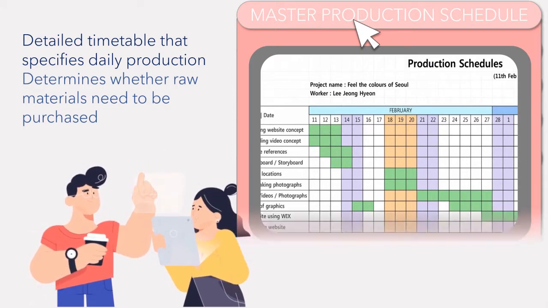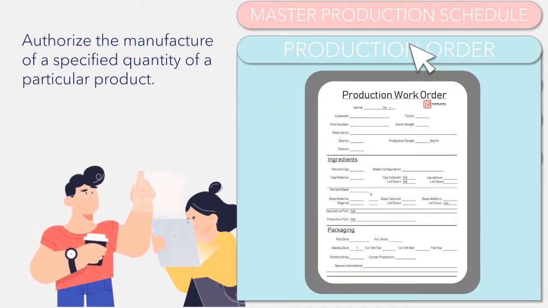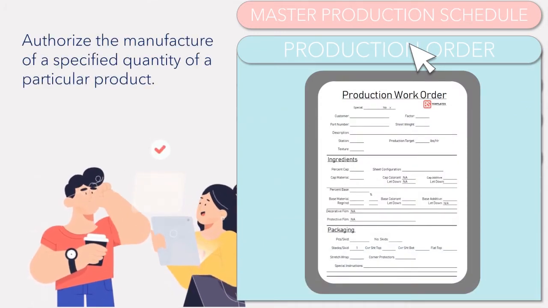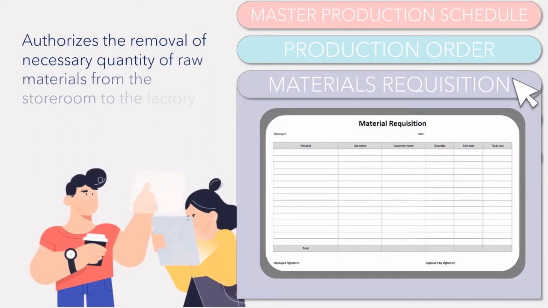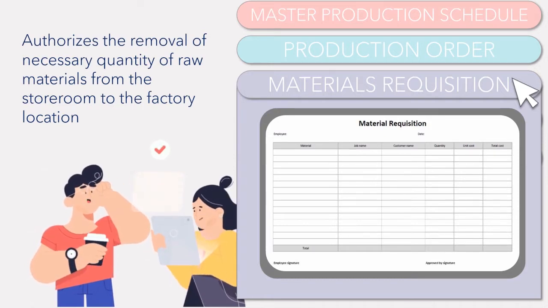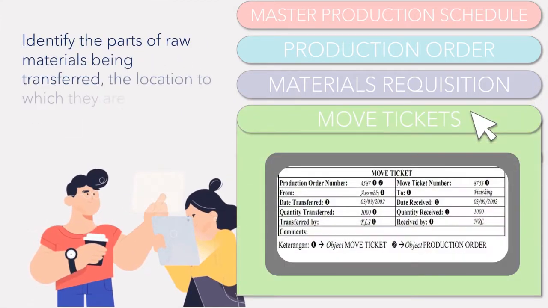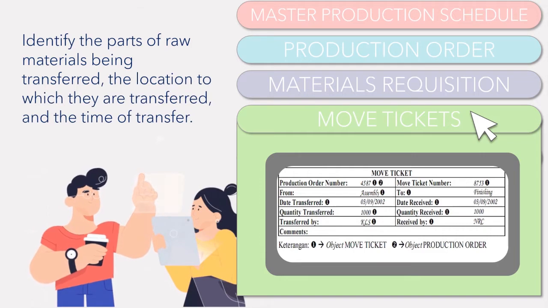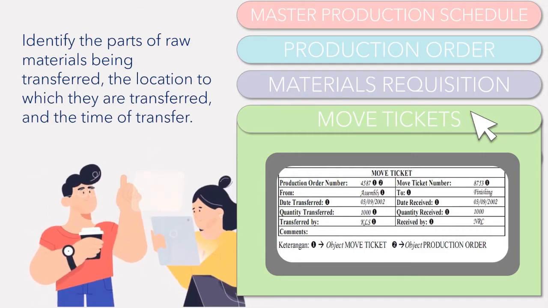The other 3 documents that the planning and scheduling activity produces are the Production Order, which authorizes the manufacture of a specified quantity of a particular product, the Materials Requisition, which authorizes the removal of the necessary quantity of raw materials from the storeroom to the factory location where they will be used, and lastly, Move Tickets, which identify the parts or raw materials being transferred, the location to which they are transferred, and the time of transfer.